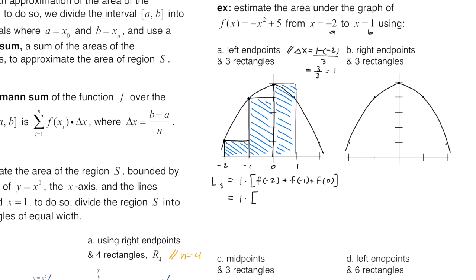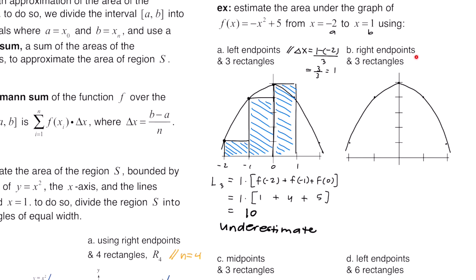So f of -2 is 1. F of -1 is 4, and f of 0 is 5. And we end up getting an approximation of 10. And then also you can see that because you have this big gap here and here not included in the area, and then you have this little excess right here, because again we're trying to approximate the area under the curve from -2 to 1, we would say that this is an underestimate.